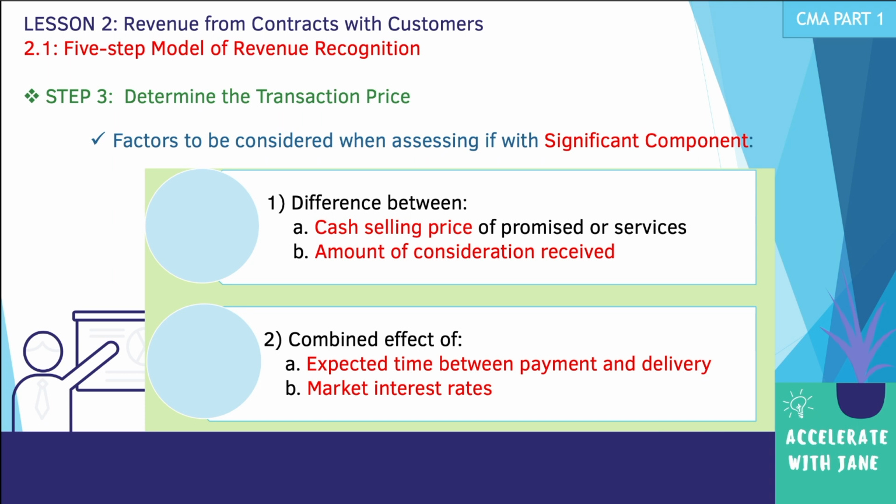Second, combined effect of expected time between payment and delivery. The second is the market interest rates. So as mentioned earlier, if you are purchasing a cell phone on an installment basis, the buyer usually takes home the gadget on the day of purchase, however, payment is made on installment basis. Here, there's actually an implicit interest rate on that. That is the 25 difference. So that is the interest.